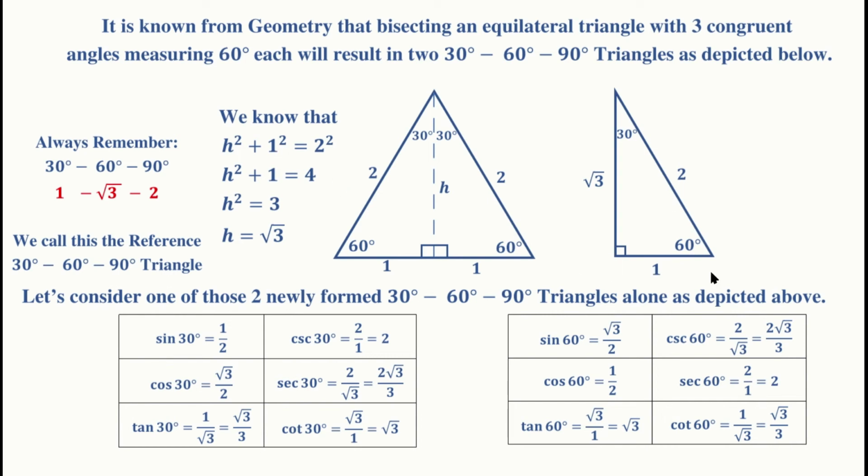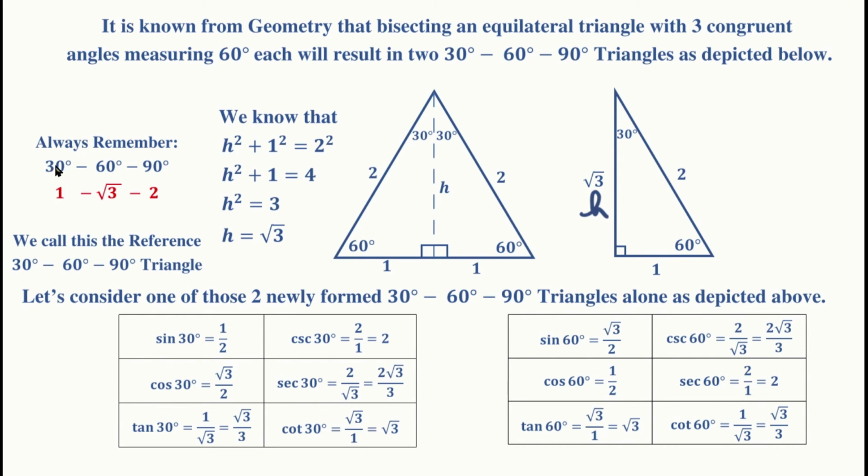Remember, this right here is the same as h. This is why this is the Pythagorean equation. So we get h squared plus 1 squared equals 2 squared. So h squared plus 1 equals 4. So h squared equals 3, and h is going to be the square root of 3.